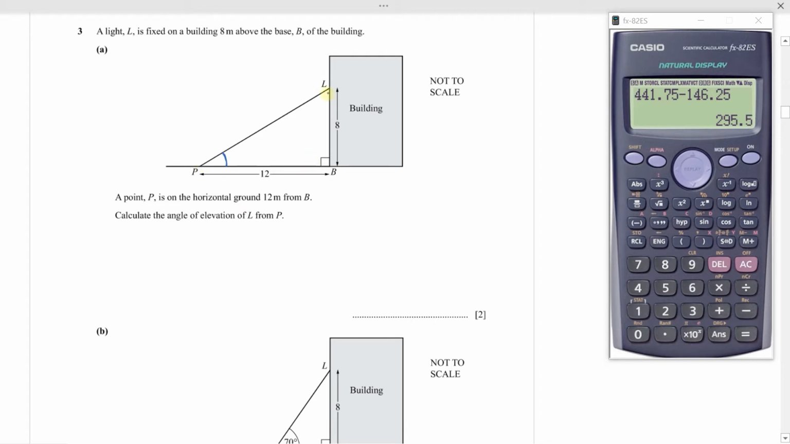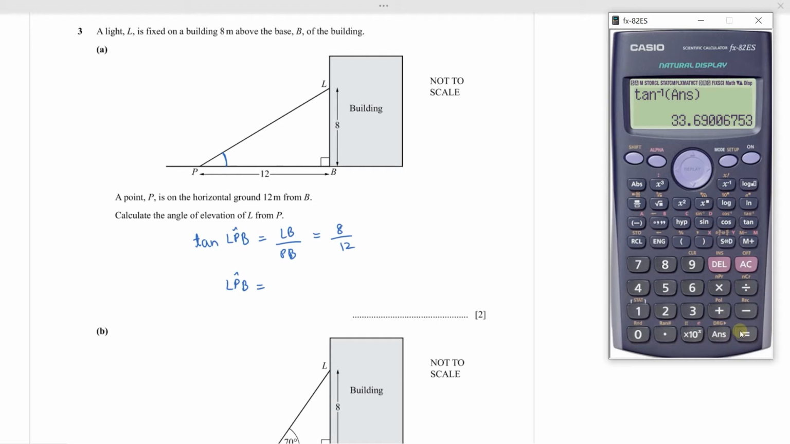If I take this triangle LPB, it is a right angle triangle. I know the perpendicular height, and I also know the base length. So I can use tan of LPB. LPB is the angle of elevation. Tan LPB equals LB over PB. LB is 8, PB is 12, so LPB will be 8 divided by 12, and then take the tan inverse of this.